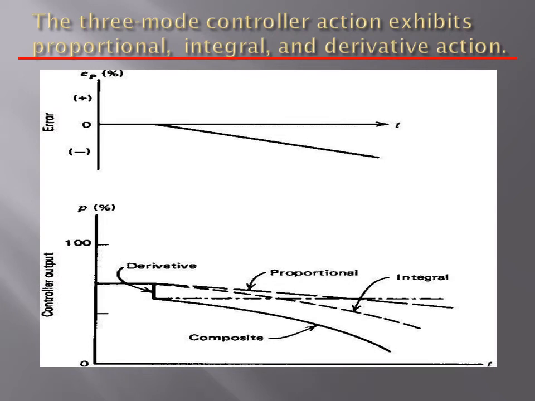So here this three mode controller action exhibits the proportional, integral and derivative action. In the first figure the error is shown, and in the second the controller output is shown, which shows the individual derivative action, individual proportional action and individual integral action by dotted lines. And when we combine the three, that is proportional, integral and derivative action, its composite controller response is shown by the dark line here.